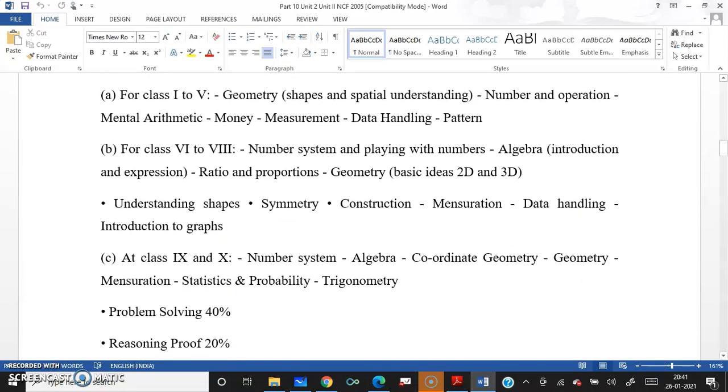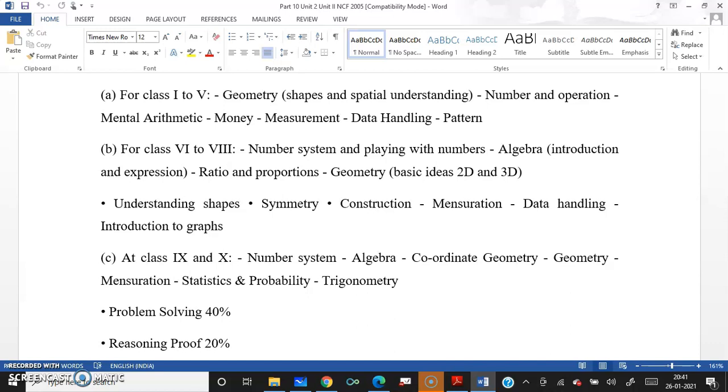Next is, what is the class 1 to 5 syllabus? Geometry, that is shapes and spatial understanding, number and operation, mental arithmetic, money, measurement, data handling, and pattern. These are the overall things that should be covered from 1 to 5.